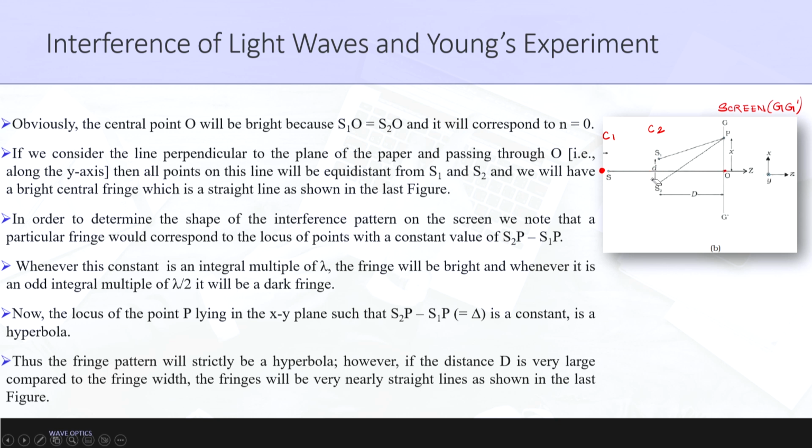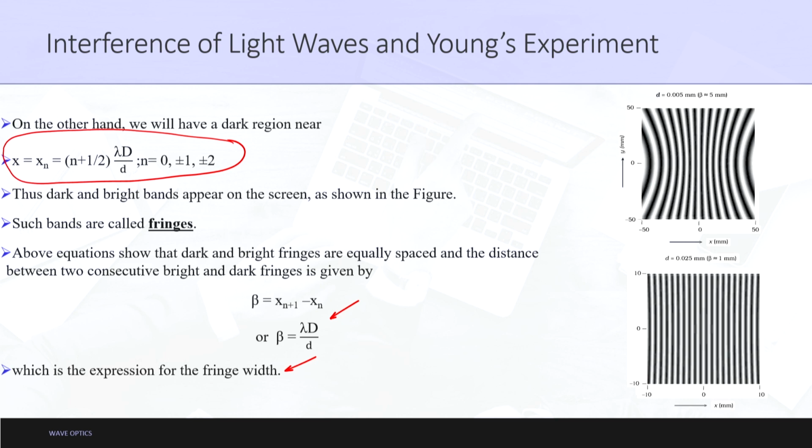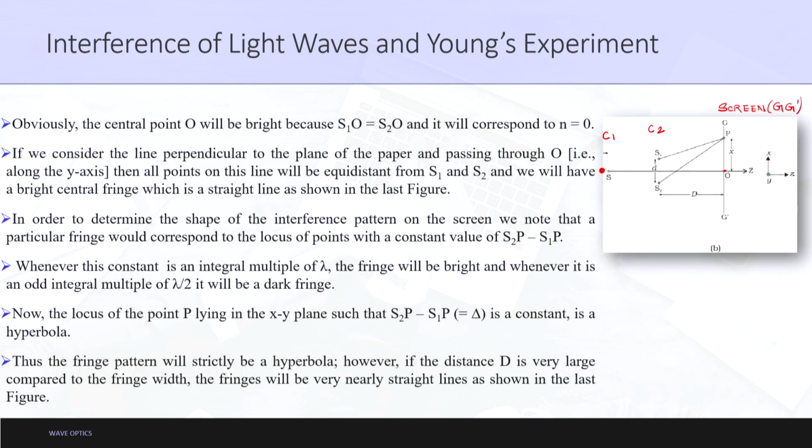Obviously the central point O will be bright because S1O is equal to S2O, and it corresponds to small n equal to 0. In the last lecture also I tried to explain using this diagram that at x equal to 0 it is quite visible that you will get a bright fringe. A bright fringe is nothing but a white fringe. So obviously the center point O will be bright because S1O is equal to S2O. How will it be equal? Quite evident, you can see from this also.